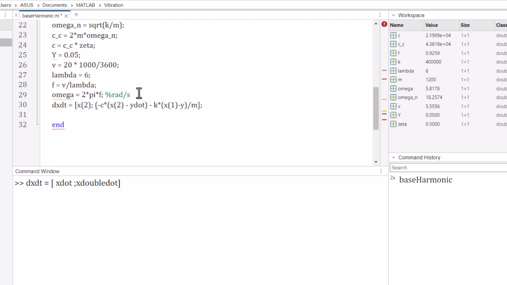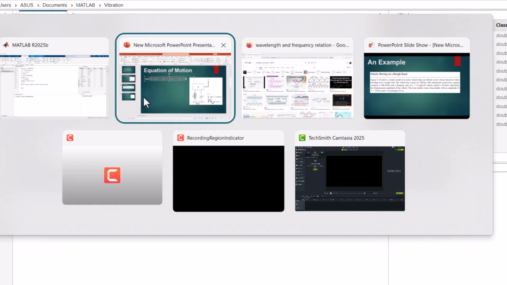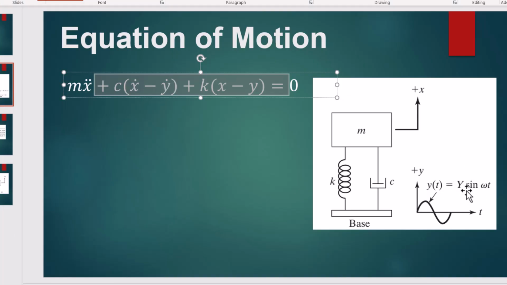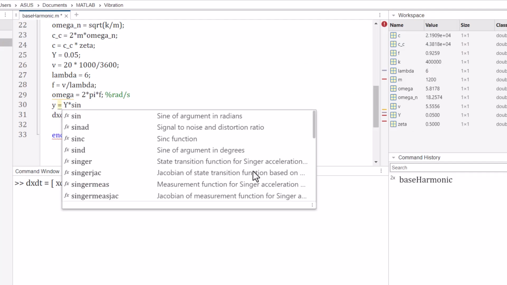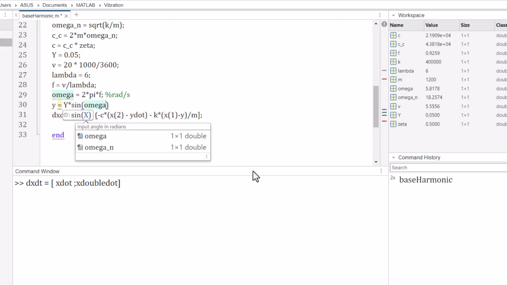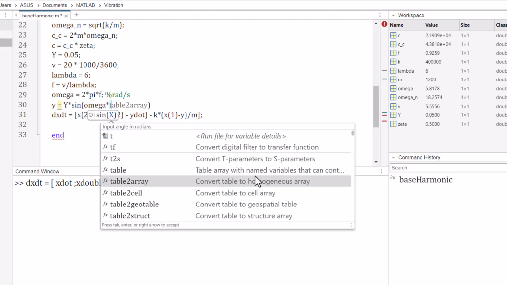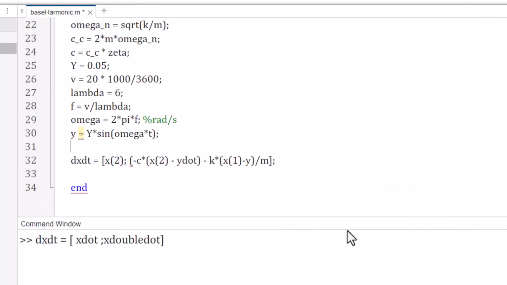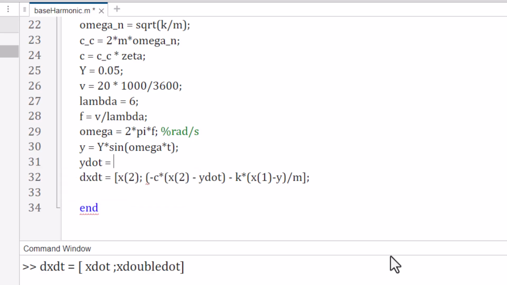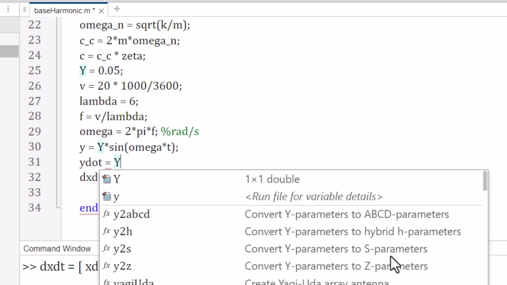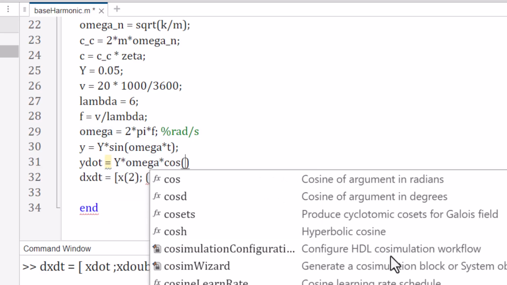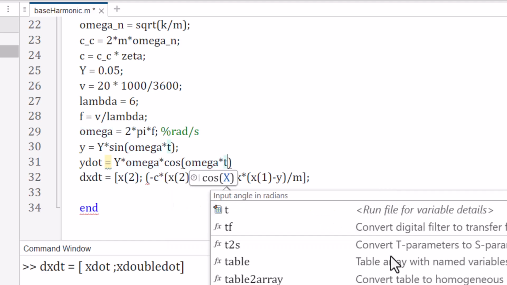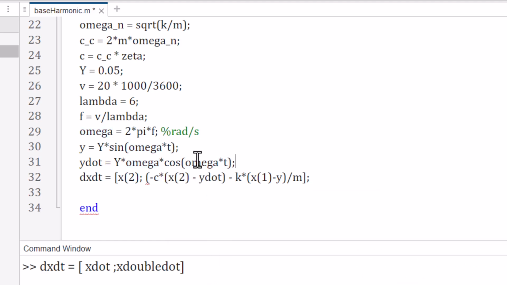So what are y and y dot? Y is this equation, Y times sine of omega t. And y dot is Y times omega times cosine of omega times t. It is easy to differentiate this equation, so I did it manually.